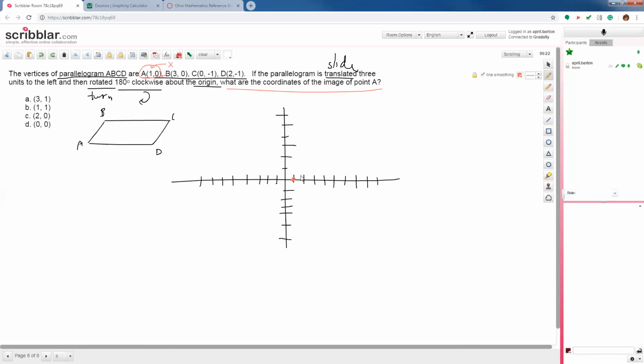So, A is on the x-axis. The value that was an actual number is the x value. So then let's, again, take it piece by piece. It says to translate it, to slide it 3 units to the left. So we want to count. Where are we going to end up? 1, 2, 3. The third line to the left.